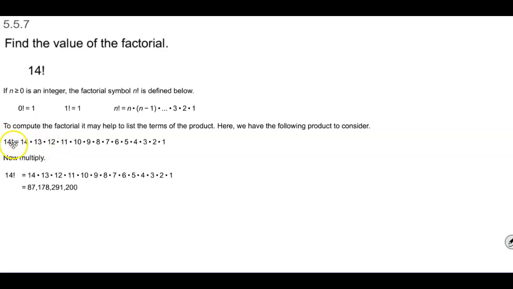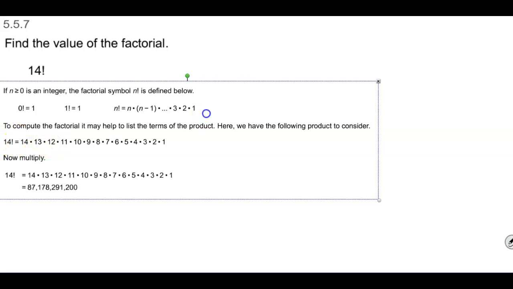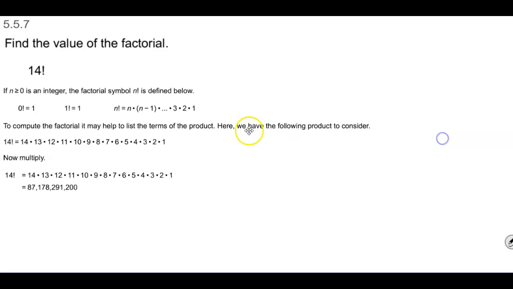So 14 factorial actually means 14 times 13 times 12 times 11 times 10, 9, 8, 7, 6, 5, 4, 3, 2, 1. And then you're going to multiply all those numbers together. And that in turn is going to give you the value of this solution, which is 87,178,291,200.